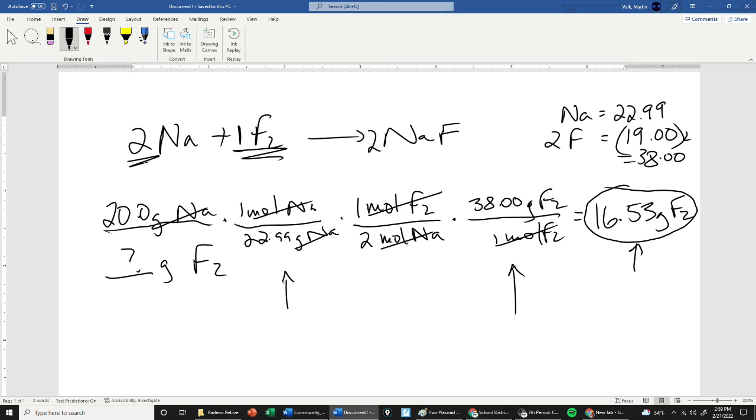Okay, that's simple stoichiometry for you. All we did is we went grams to moles to moles to grams. To do this, we used the molar mass. To do this, we used the mole ratio. And to do this, we used the molar mass again.